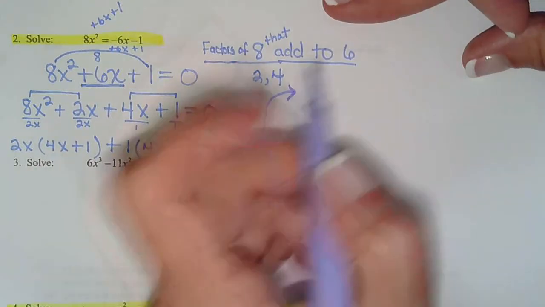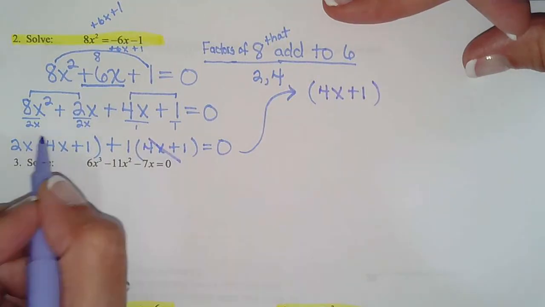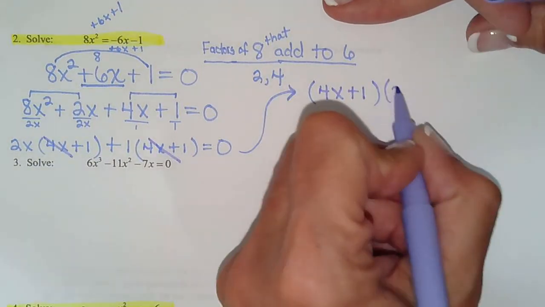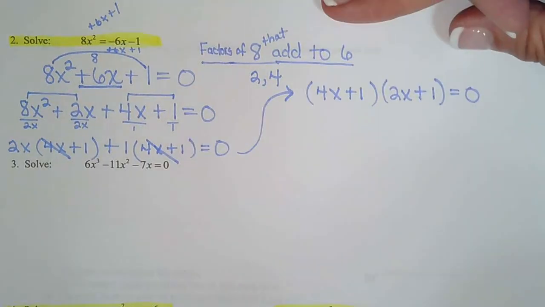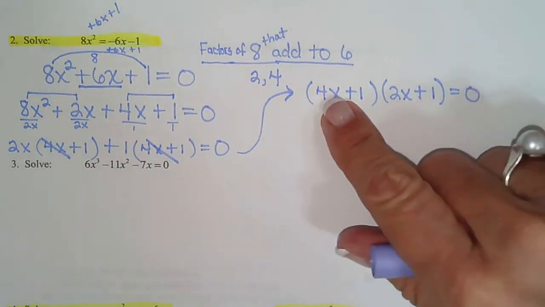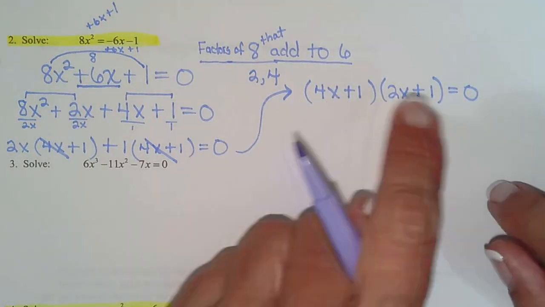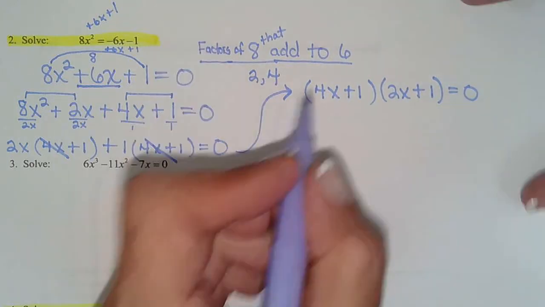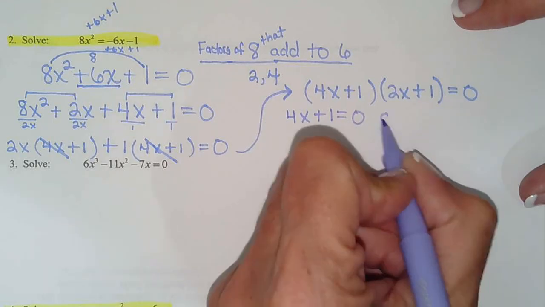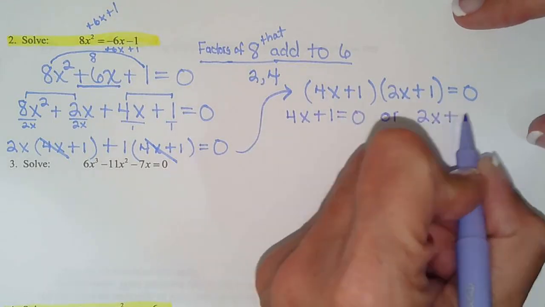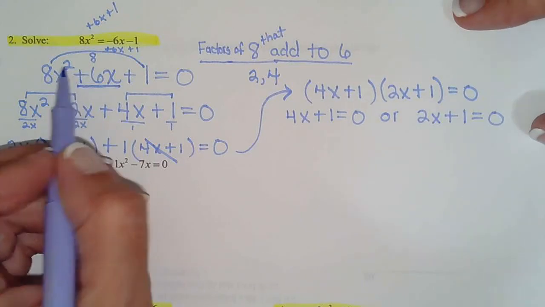So we take out that common binomial as our next GCF, 4x plus 1. And then 2x plus 1 is what's left. And it's set equal to 0. So if A times B equals 0, then either this one's 0 or this one's 0 or they're both 0. So either the first one is 0 or the second one is 0. So we solve to find our 2 solutions, and we know there's 2 because our highest power is 2.